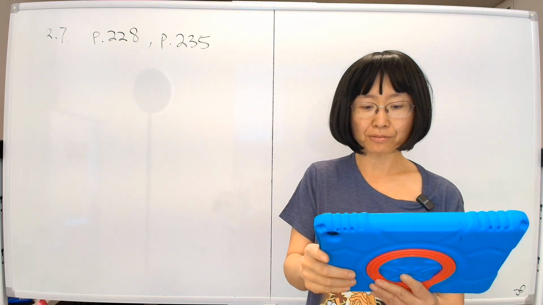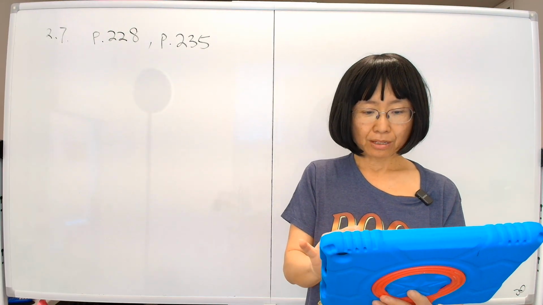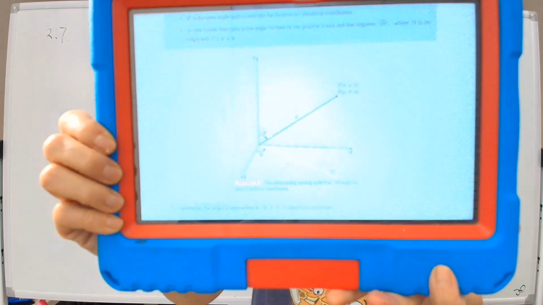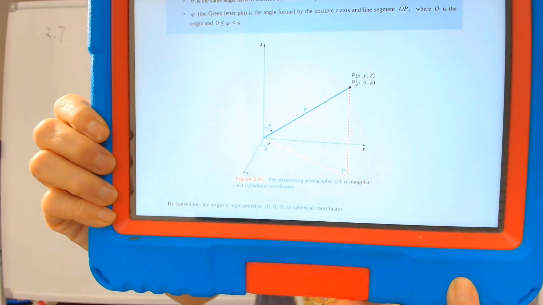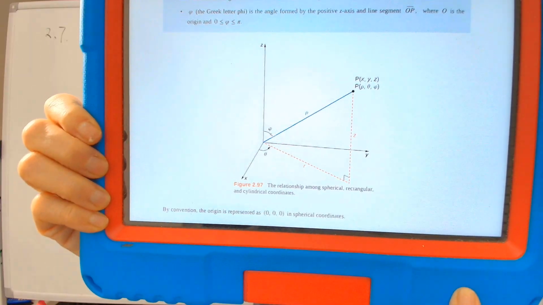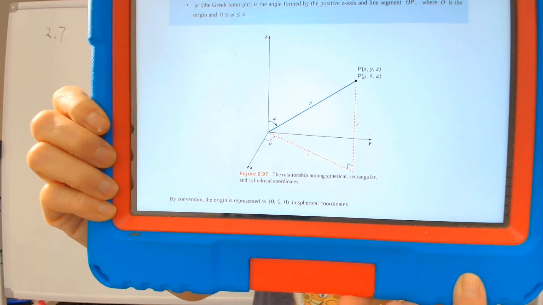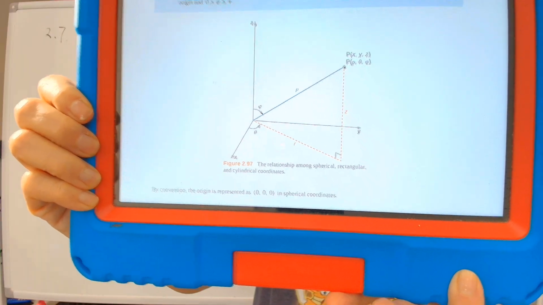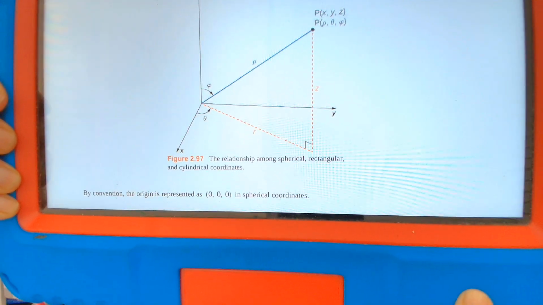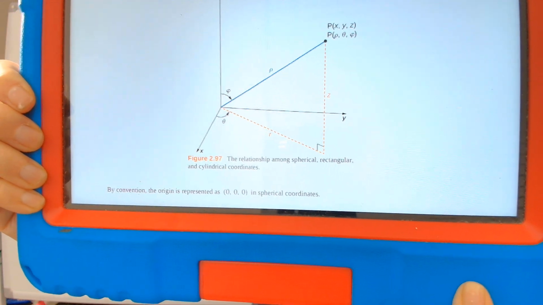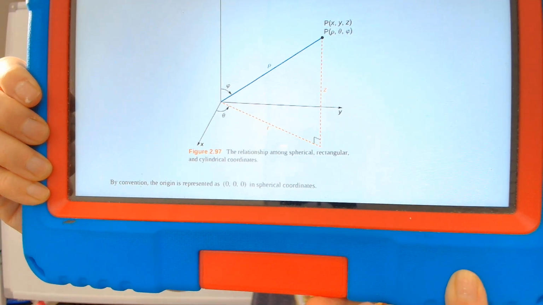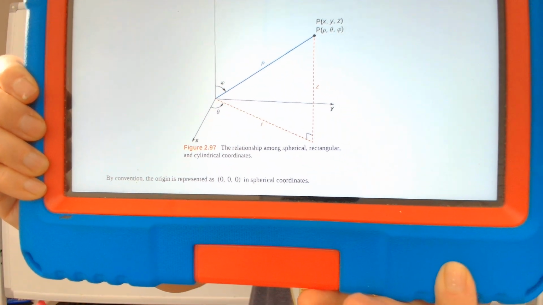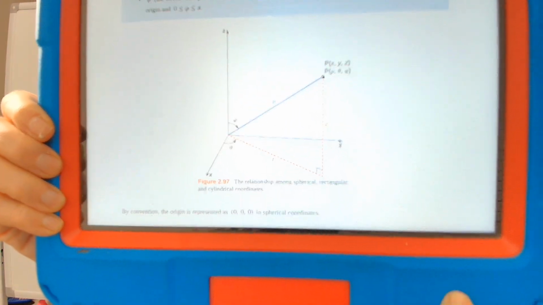That determines the location. Now please look at the description of these three coordinates. You can see it very nicely depicted here. See, theta is the angle on the bottom, on the xy plane, whereas phi, that Greek letter there, is the angle made between rho, the line that connects the point to the origin, and the z-axis.